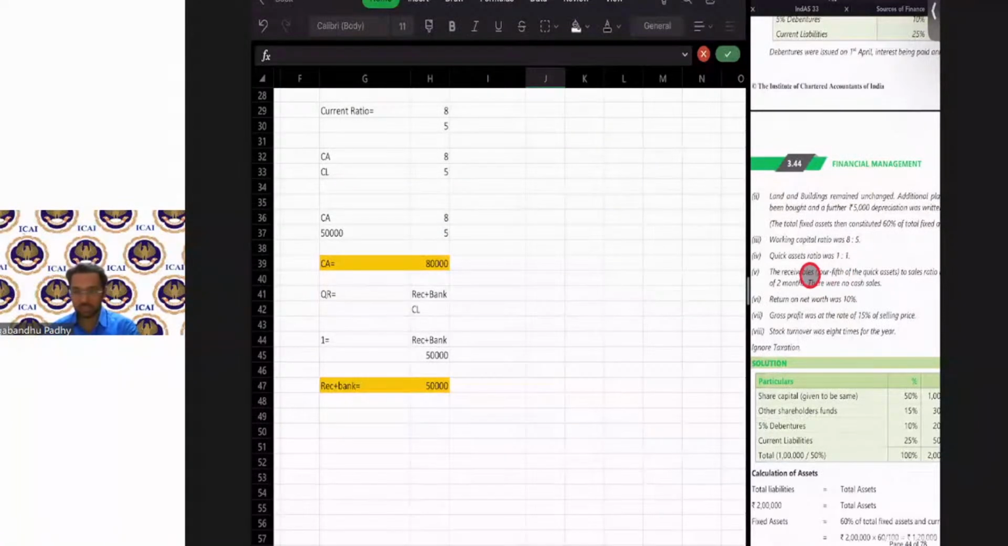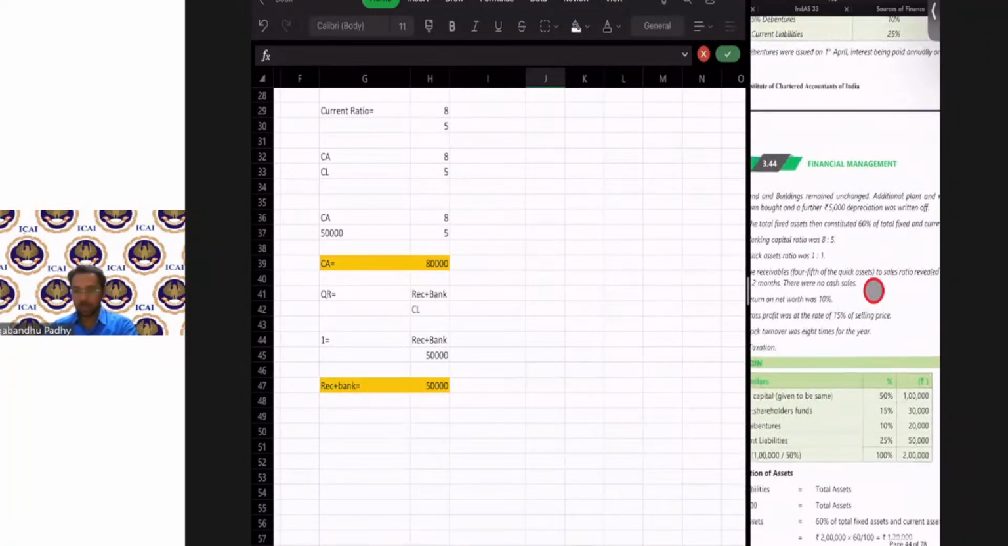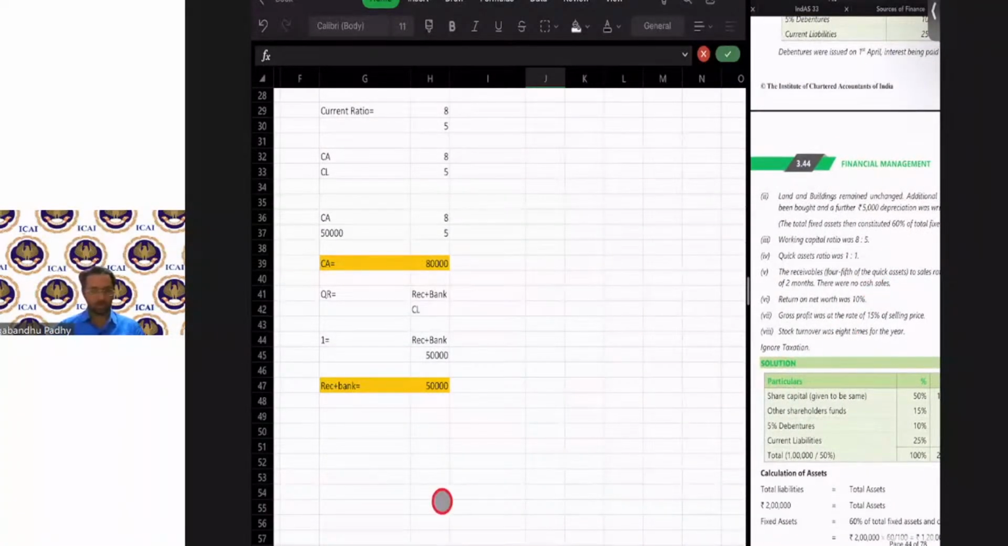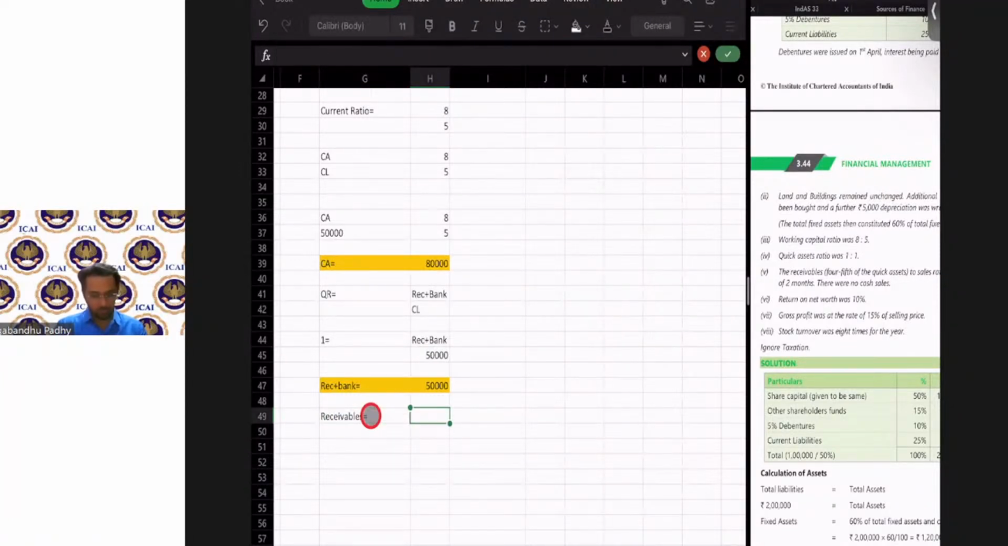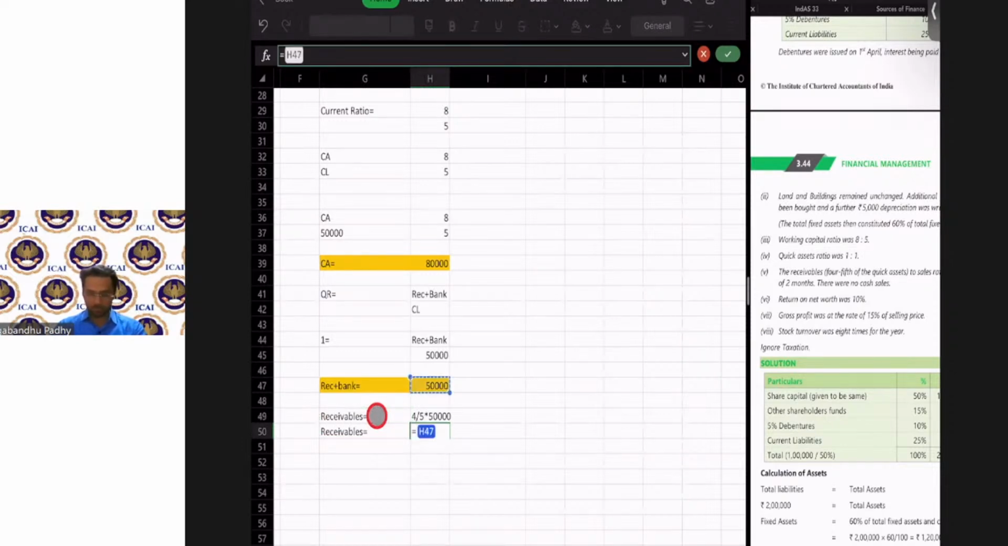receivables. So they say receivables is 4/5 of the quick assets. So out of quick assets, receivables is 4/5, and it has some credit ratio, right? So from this, we can actually get receivables is equal to 4/5 of quick assets. Receivables will be 50,000 multiplied by 4 divided by 5.